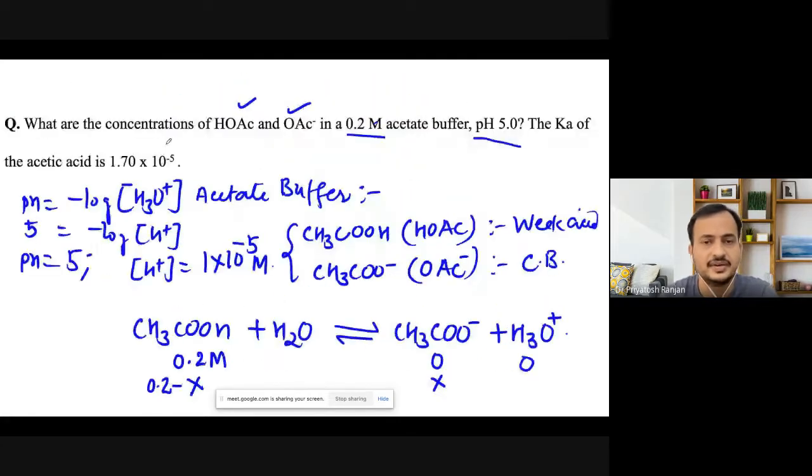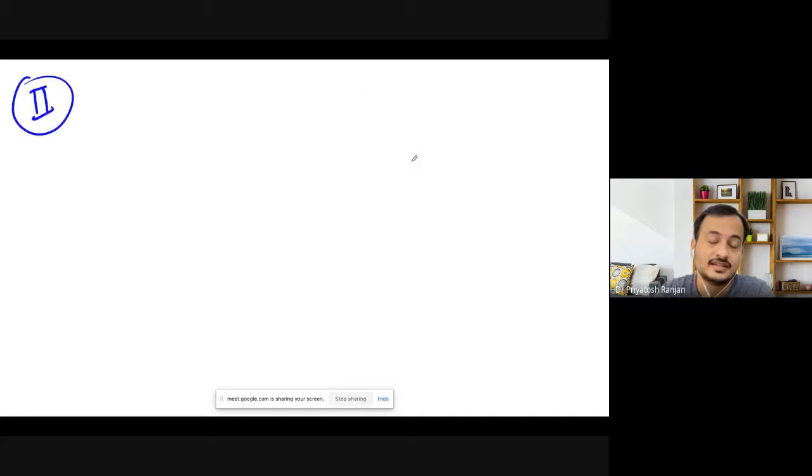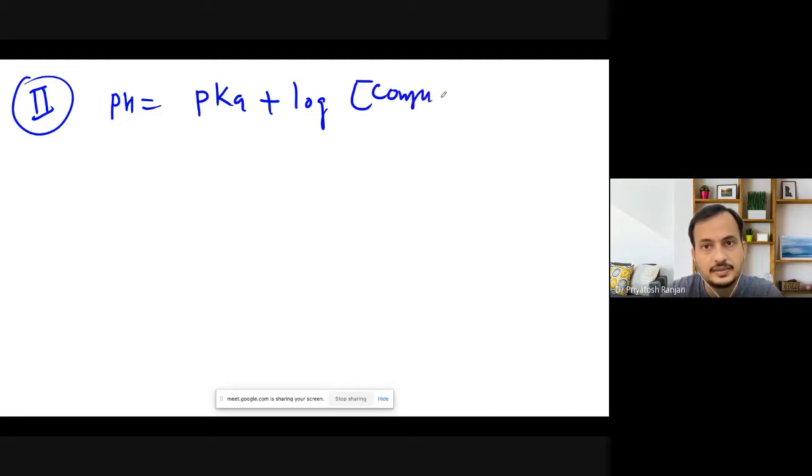Now let's have a look at the second way in which we can solve this equation. Go back, read the question very carefully, and you will find out that we are talking about a buffer. And it's a buffer of a weak acid and its conjugate base. So one can use the famous Henderson-Hasselbalch equation, where we can write pH equal to pKa plus log concentration of conjugate base over the concentration of acid.